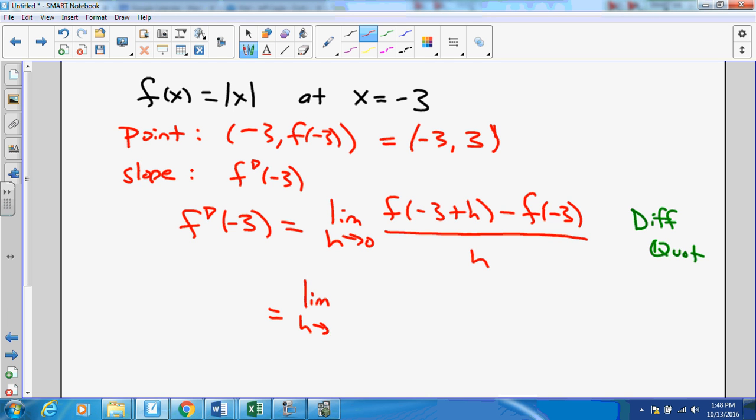Now let's go through and replace. The f of negative 3 part is easy. We've already done it. It's 3. The h part is easy. What about the f of negative 3 plus h?